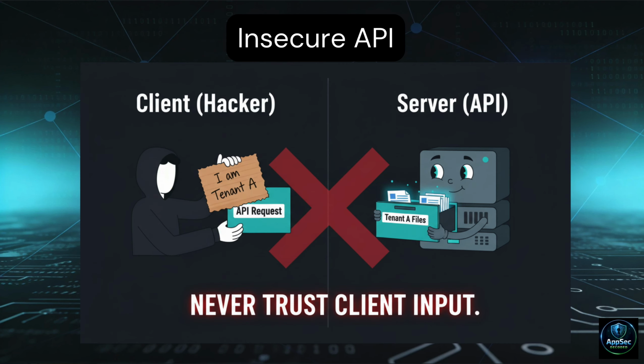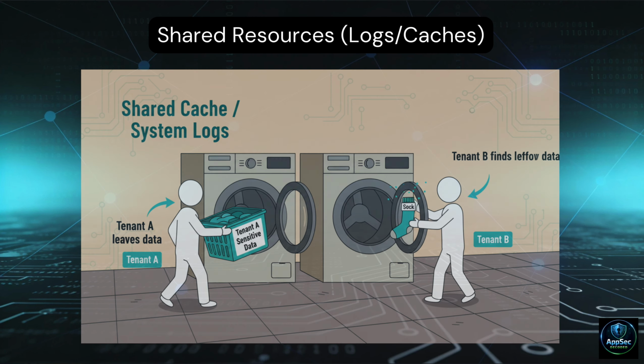Insecure APIs, APIs that trust the tenant ID provided by the client, are a common source of bugs. A hacker could simply spoof the tenant ID to gain access to another customer's data. Shared resources, data can also leak through shared resources like logs, caches, or message queues. If sensitive information isn't properly handled, it could inadvertently be exposed to other tenants.